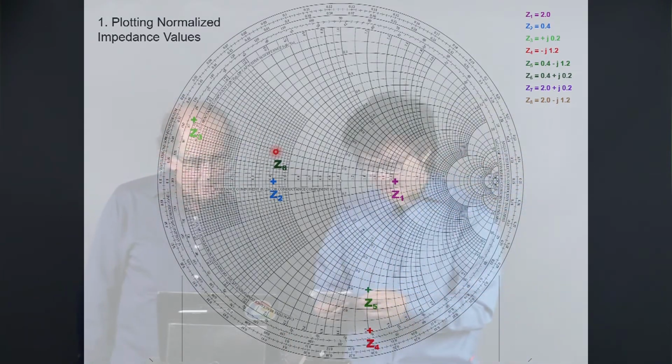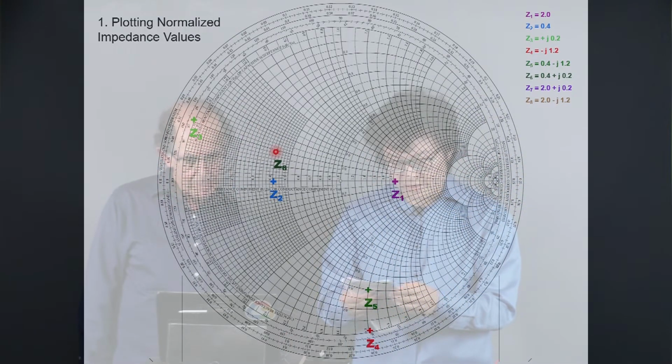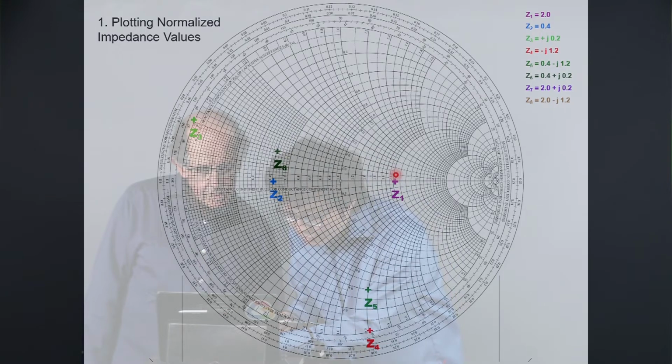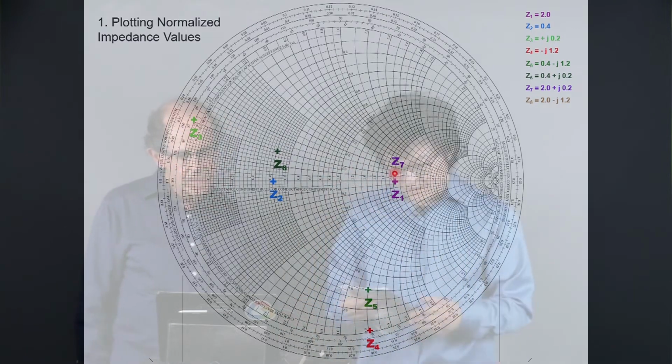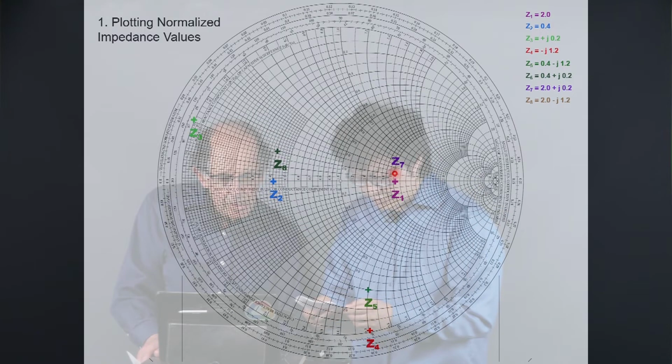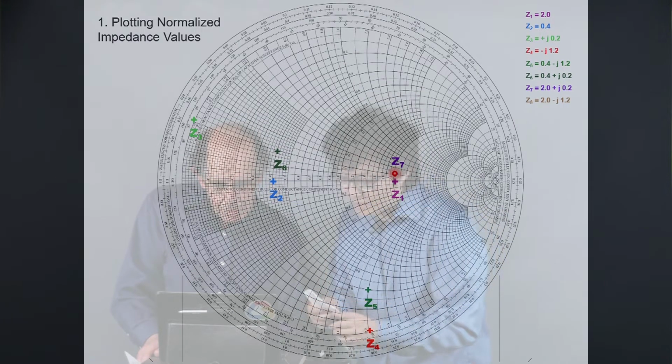Okay, so Z7 is 2.0 plus j0.2. The 2.0 ring is right here. The plus j0.2 ring, oh, I'm sitting on it already. So it should be around here. There's Z7. That's good. And now the next one is still on the 2.0 ring, but negative j1.2.